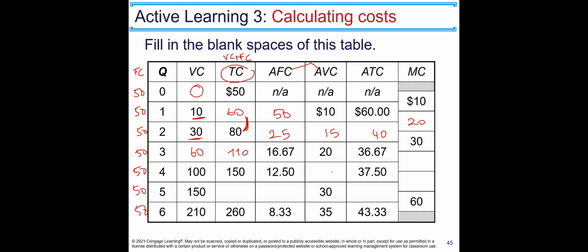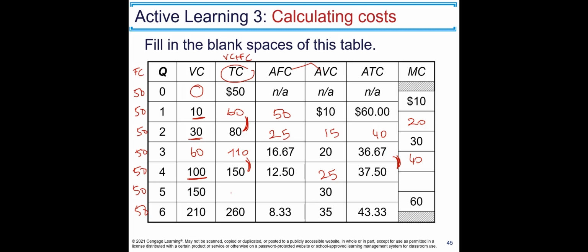And here it is asking for average variable cost. Total variable cost is 100 divided by 4, which is 25. And now this is asking for the marginal cost of producing the fourth unit. It's asking what the increase in total cost is if I produce the fourth unit, which is 40.